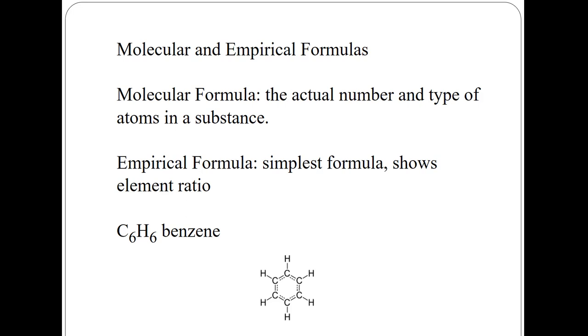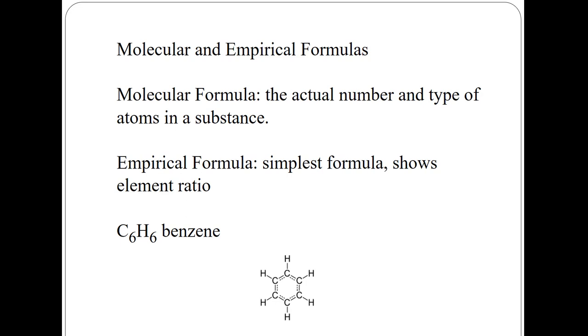In this goal, we are going to be looking at molecular and empirical formulas. A molecular formula is the actual number and type of atoms in a substance. So it's the whole molecule. It's whatever is there naturally, every single atom in that molecule. An empirical formula is the simplest formula, or it shows the element ratio.